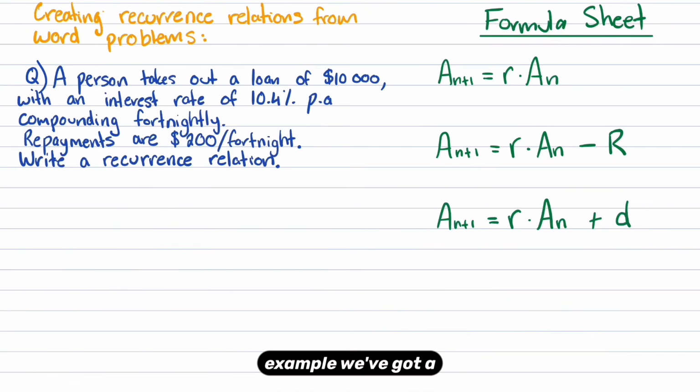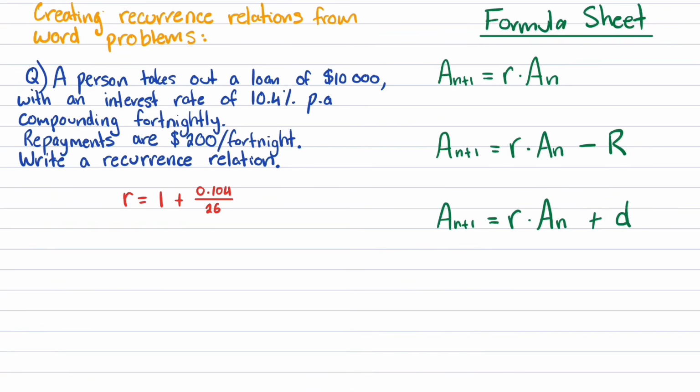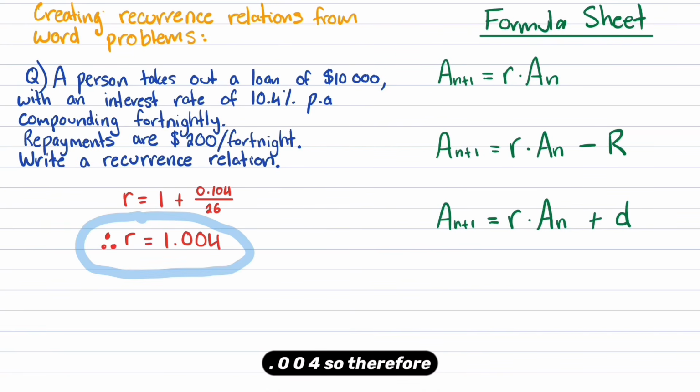Another example: a person takes out a loan of $10,000 with an interest rate of 10.4%, compounding fortnightly. As soon as I read the word loan, I automatically know that I'm going to be using my reducing balance loan formula, which is the second recurrence relation on the screen here. It says repayments are $200 per fortnight, and we have to write a recurrence relation. First thing we do is r, which is 1 plus 0.104 divided by 26. It's divided by 26 because there are 26 fortnights in a year, and when we plug that into a calculator, we get 1.004.